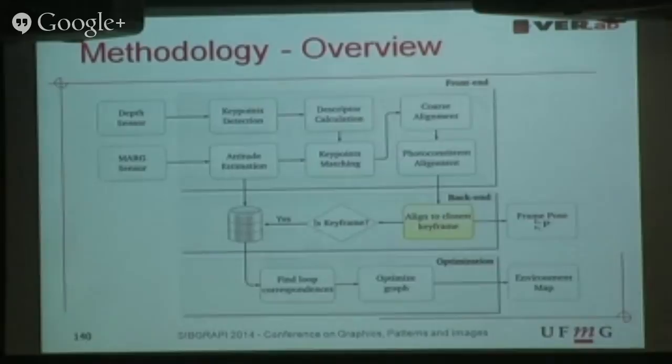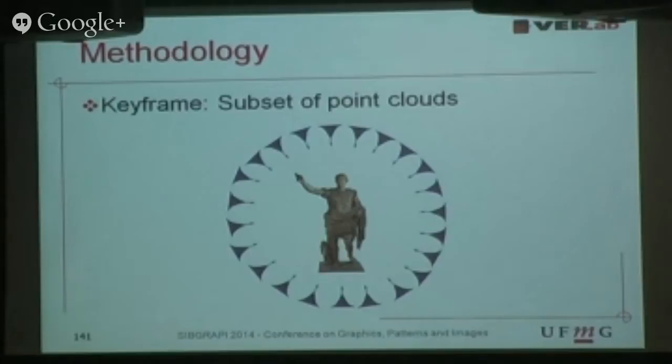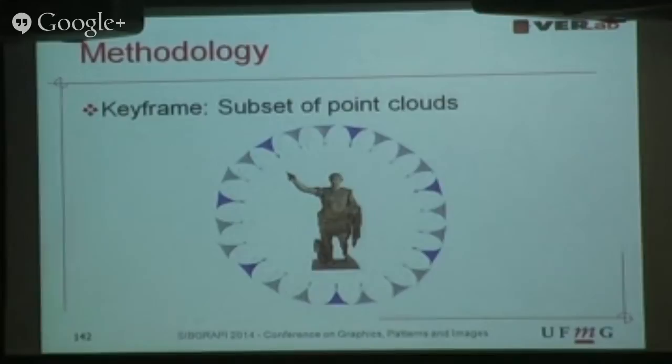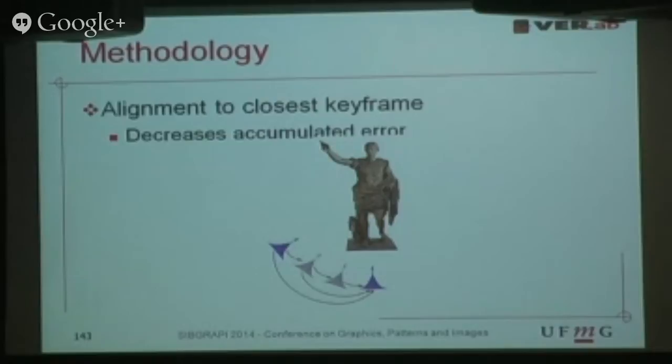Then what you do is you register all this information from all the different views, and you do the alignment like this. Because if you keep moving your Kinect for several frames, there is a tendency for this to diverge because of accumulated error, even for your IMU.